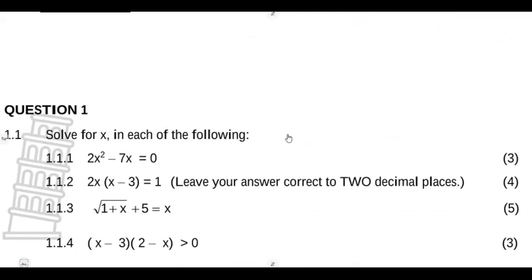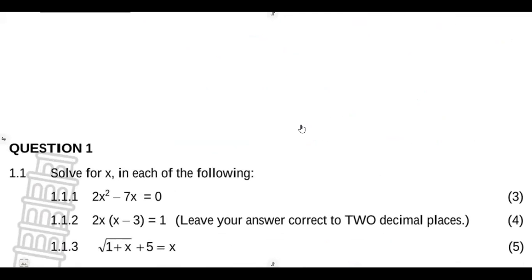All right, so considering 1.13, let us solve this, 5 marks. Let us just try to have some space here, there's a lot of things here. So that's 1.13 we are given: the square root of 1 plus x, plus 5, and this is equal to x.